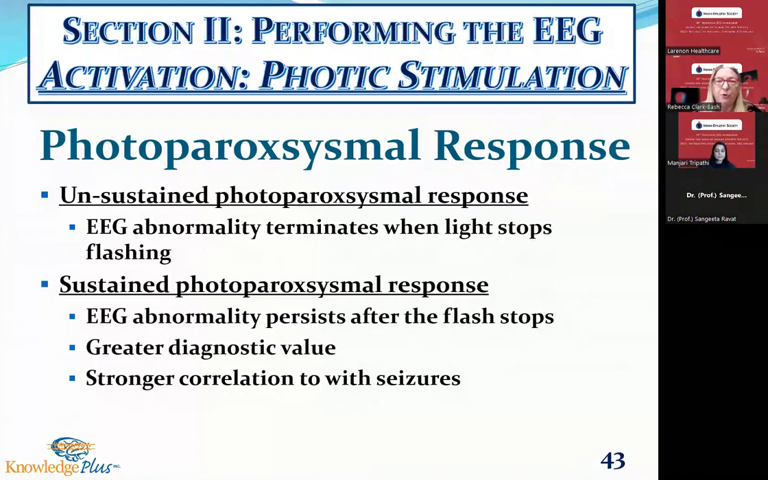Once you identify a photoparoxysmal response, it breaks down then into two different categories. So the first category is an unsustained photoparoxysmal response, meaning the EEG abnormality terminates when the light stops. Now, a sustained photoparoxysmal response, you have an EEG abnormality, you have spike and wave, you shut the light off, and the discharges continue. Now, the sustained photoparoxysmal response is more commonly related to clinical seizures. So the decision to medicate versus non-medicate can be predicated on, is it an unsustained or a sustained discharge?